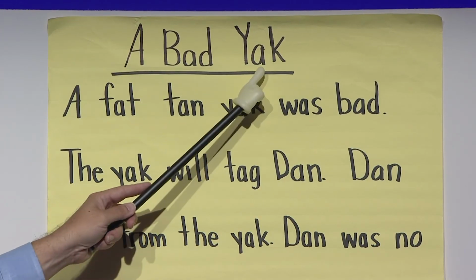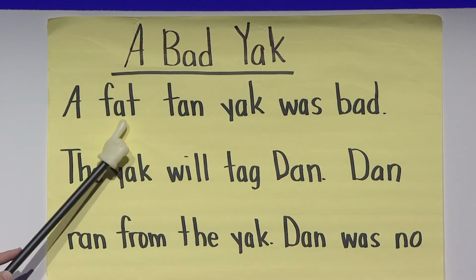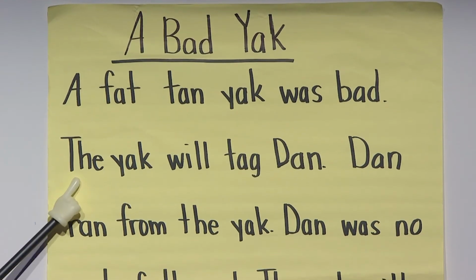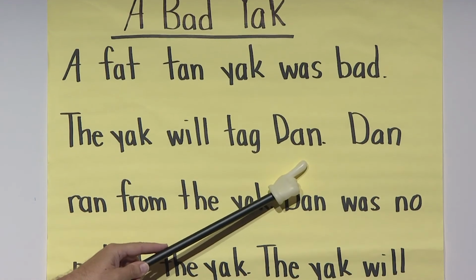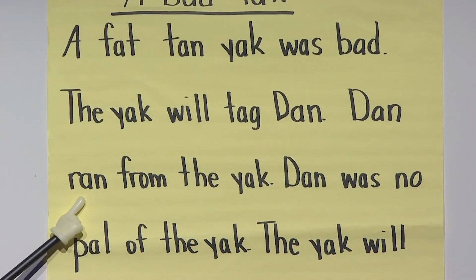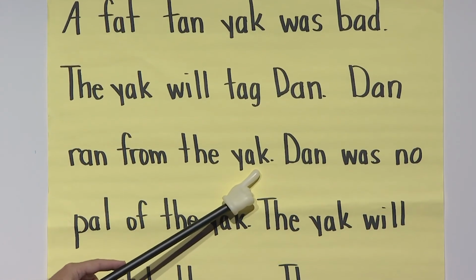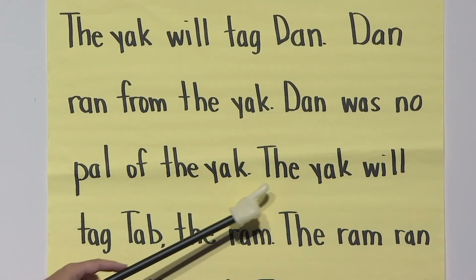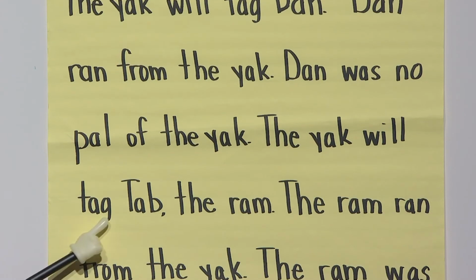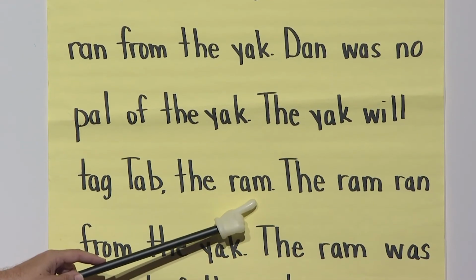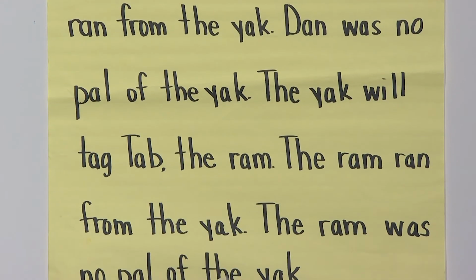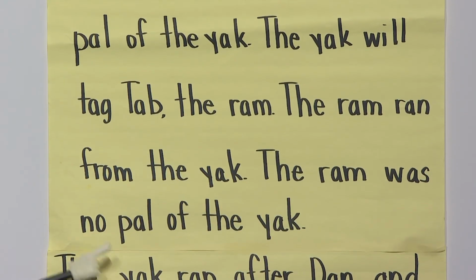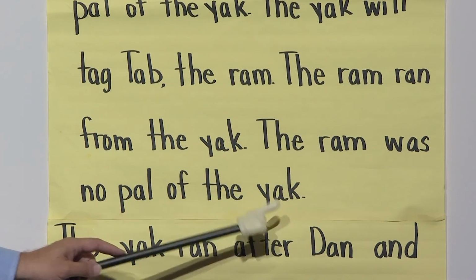A bad yak. A fat, tan yak was bad. The yak will tag Dan. Dan ran from the yak. Dan was no pal of the yak. The yak will tag Tab, the ram. The ram ran from the yak. The ram was no pal of the yak.